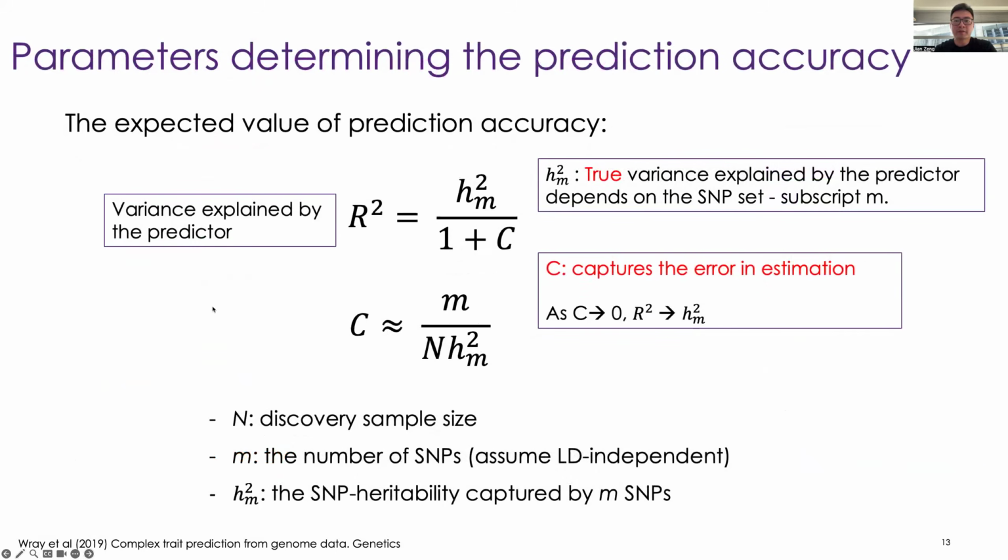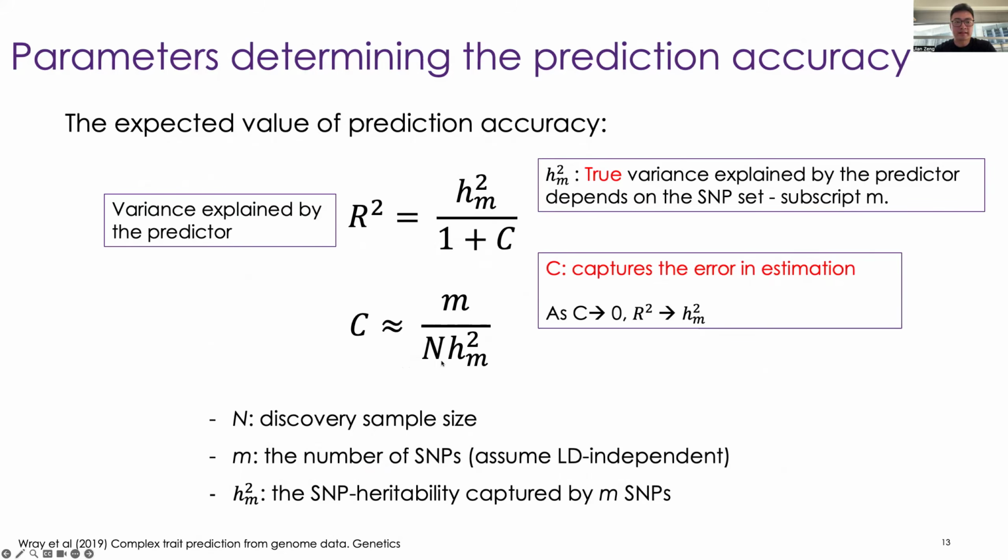There is actually a little formula showing what parameters determine the prediction accuracy. As you can see here, the prediction accuracy can be written as a simple function of the variance captured by the SNPs, so this is the SNP-based heritability, h² M, and the error in estimating the SNP effect. That's the C term here. The error term depends on the discovery sample size, the effective number of SNPs being used, and the SNP-based heritability. Note that the M here is not the total number of SNPs. Instead, it's the independent SNPs considering linkage disequilibrium.